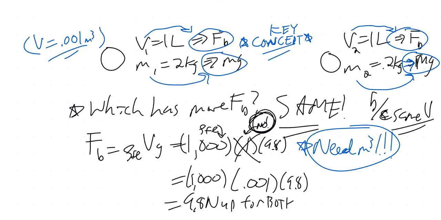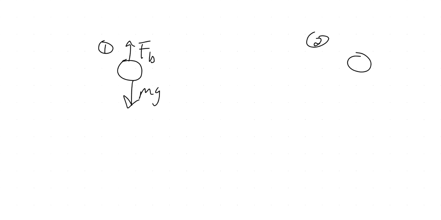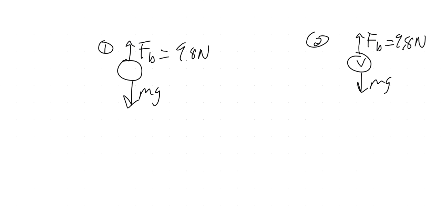Great. Pause it if you need. I'm going to keep moving on, but that's important. All of that was important detail, right? So I have, again, for number 1 versus number 2, I draw my force diagram, FB up, mg down. Right now, I don't know which one is bigger, but I'm going to figure it out. For both of them, it's 9.8 newtons up, just because of their volume.